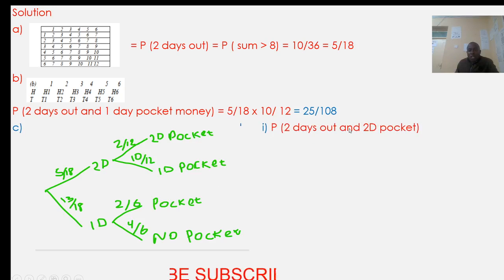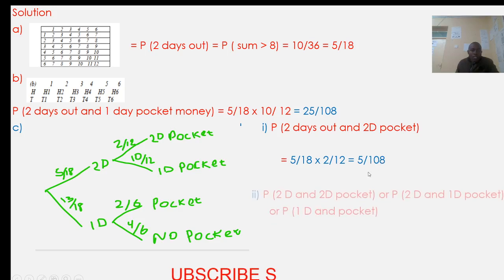2 day out and 2 day pocket is 5 out of 15 times 2 out of 12, that is 5 out of 18 times 2 out of 12, which gives you 5 over 108.